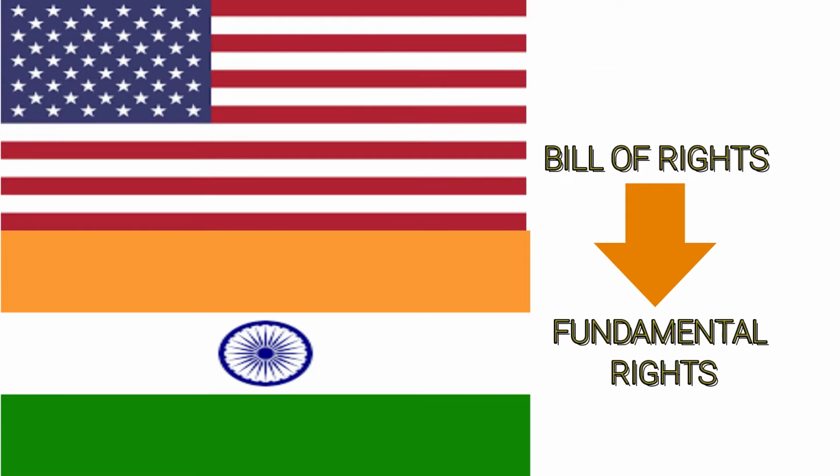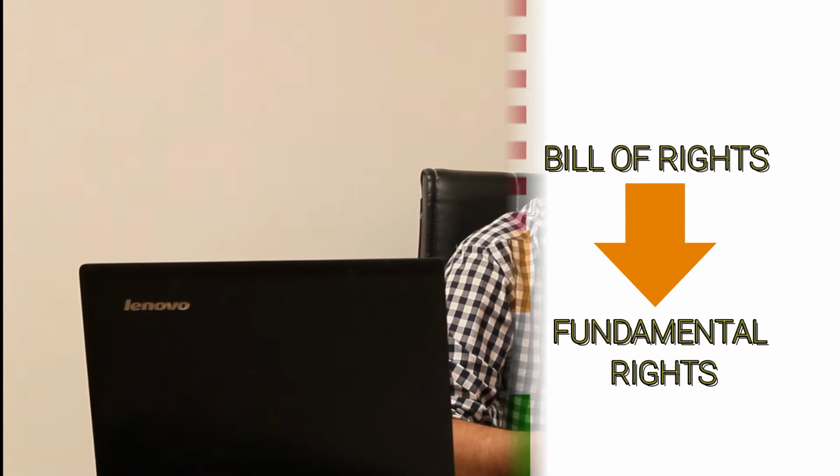Now, how did the fundamental rights come to the Indian Constitution? We know that there are a lot of provisions in the Indian Constitution that are borrowed from various countries. Fundamental rights is also one such provision, borrowed from the United States of America. The United States of America has this long list of rights called the Bill of Rights. So the fundamental rights in the Indian Constitution have been borrowed from the United States of America.